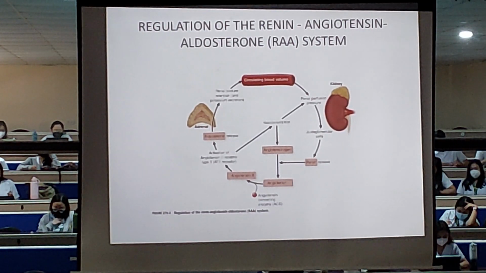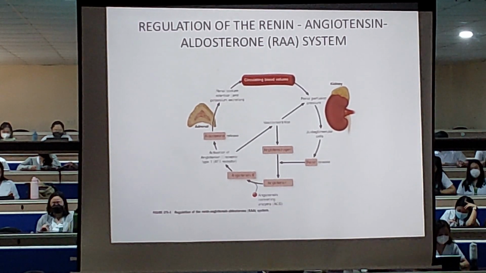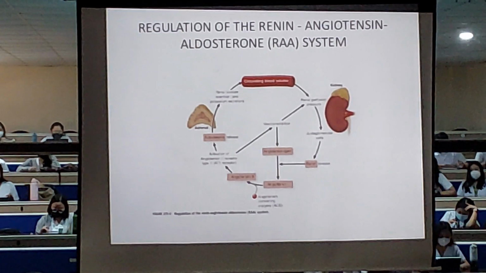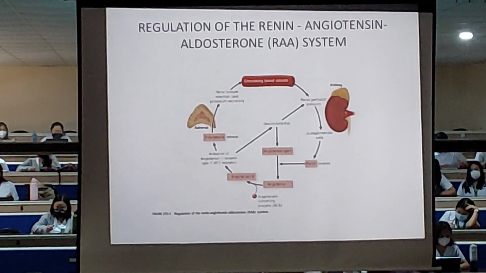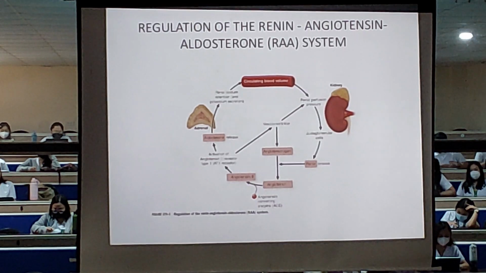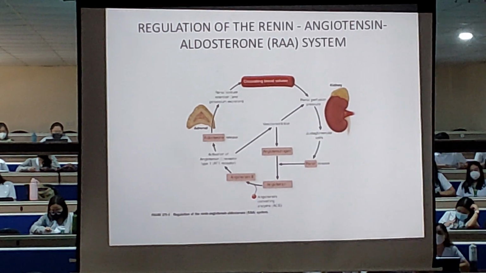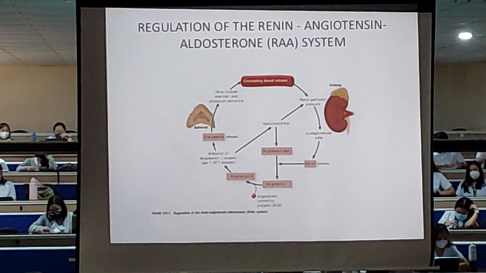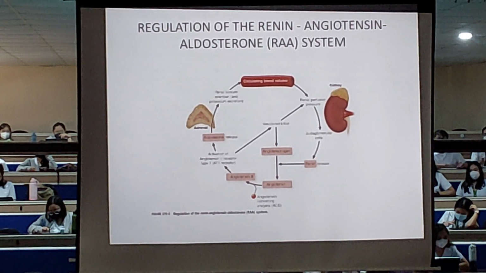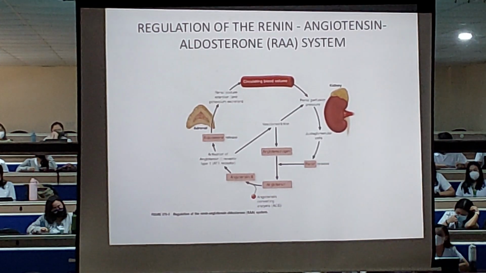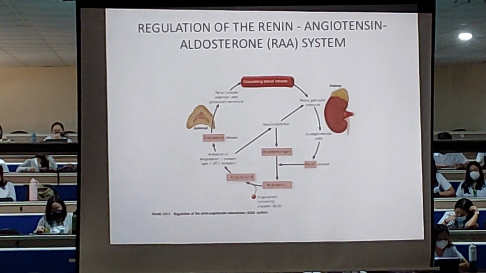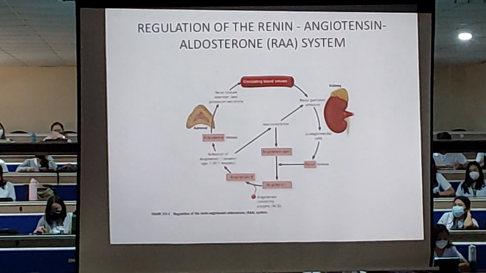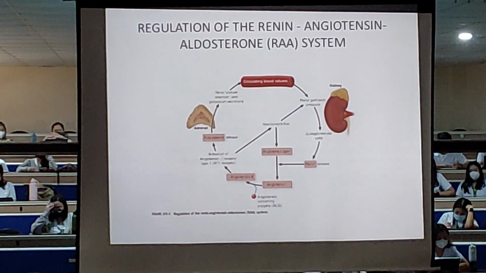So the regulation of mineralocorticoid production is also under the control of the renin-angiotensin-aldosterone system. This is initiated by the release of renin in the juxtaglomerular cells of the kidney, and the release of the renin would cause cleavage of your angiotensinogen, and this will lead to the production of your angiotensin 1.